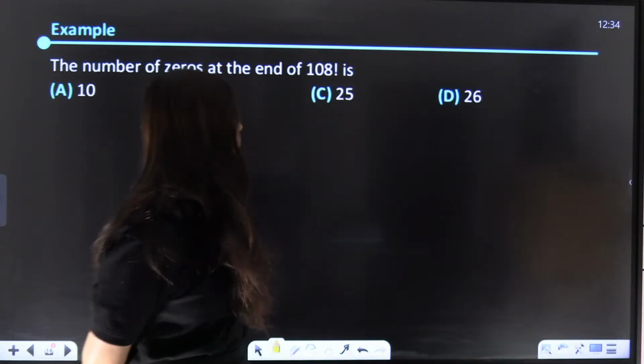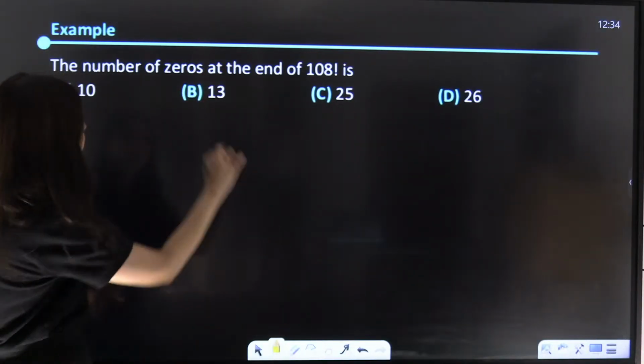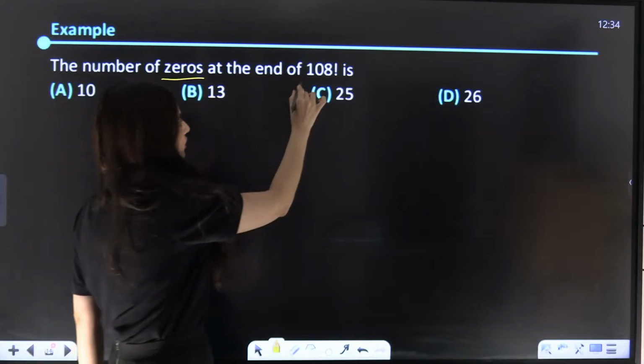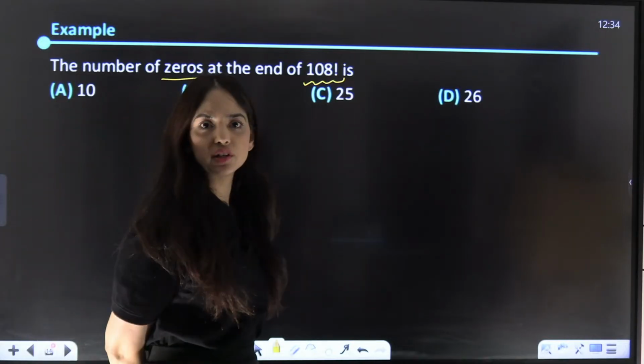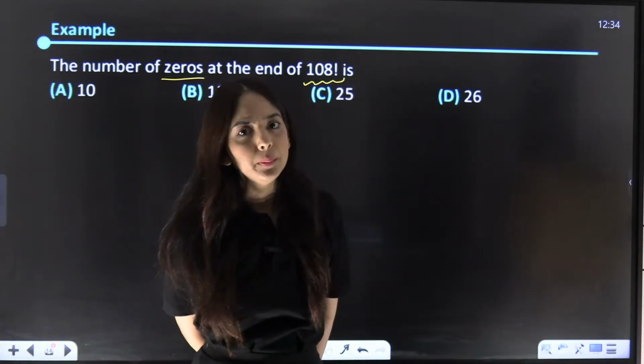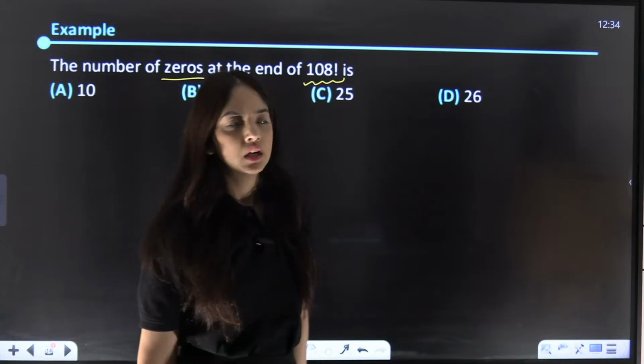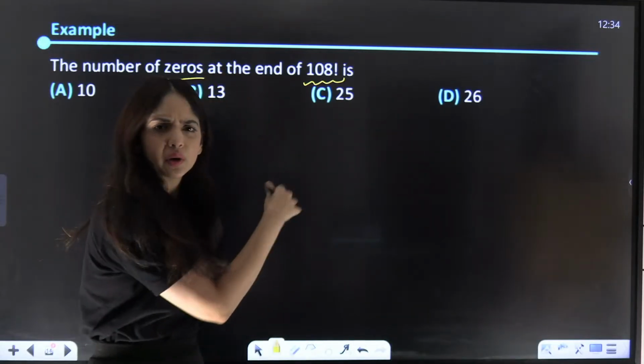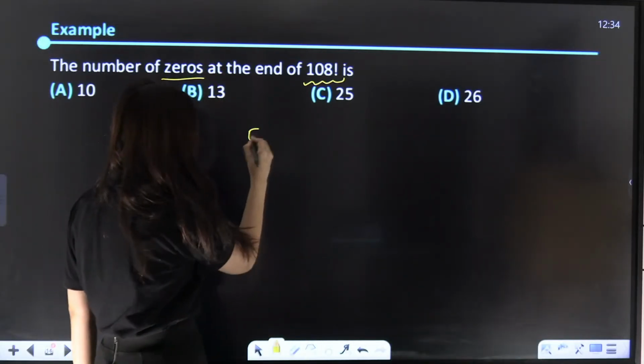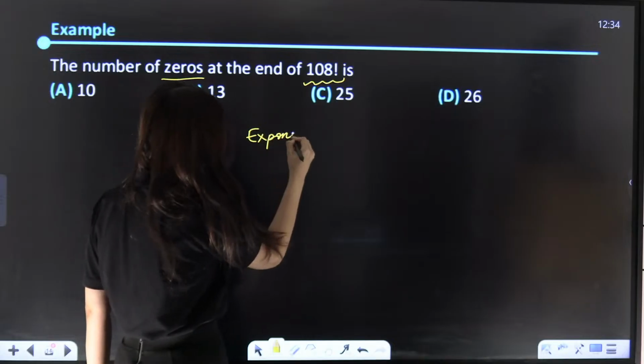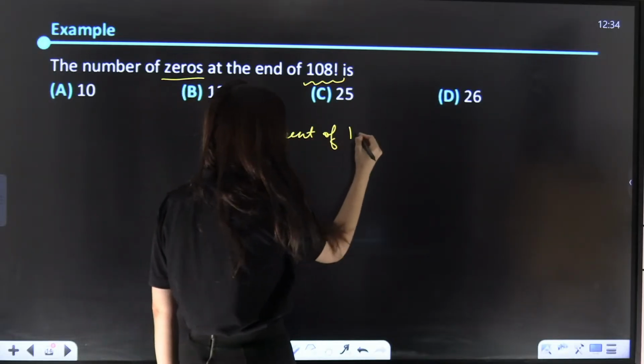Now, how many zeros are here at the end of 108 factorial? That means, how many zeros? What does that mean? Exponent of 10.